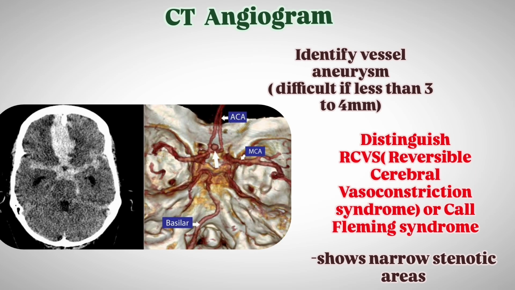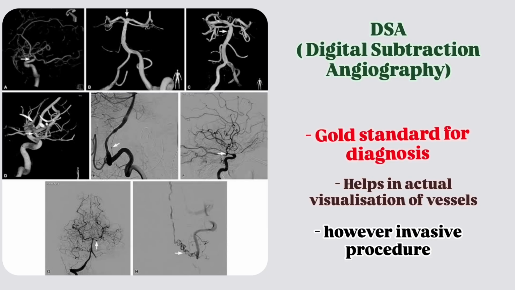Now, after the non-contrast CT scan, CT angiogram will help to identify the vessel aneurysm and will also help to distinguish reversible cerebral vasoconstriction syndrome or the Call-Fleming syndrome. Digital subtraction angiography is the gold standard for the diagnosis of subarachnoid hemorrhage, as it helps in actual visualization of the vessels. However, it is an invasive procedure.